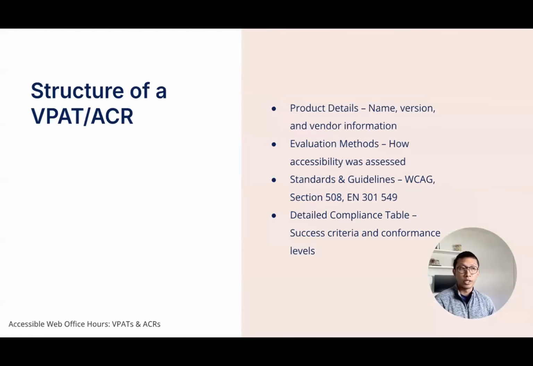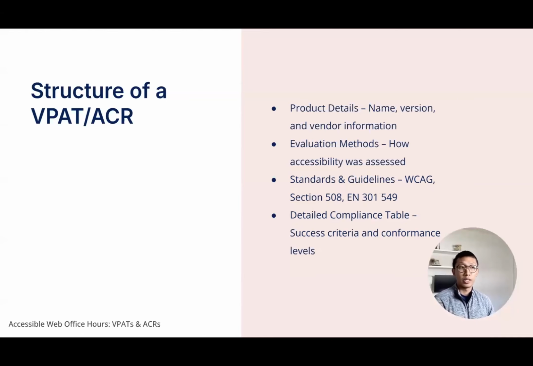Following this is the evaluation section. That explains how accessibility was tested or assessed. Was it tested manually, using automated tools, or both? Which operating systems and which browser were primarily used? Clearly outlining the methodology helps clients understand the accuracy and reliability of the report.